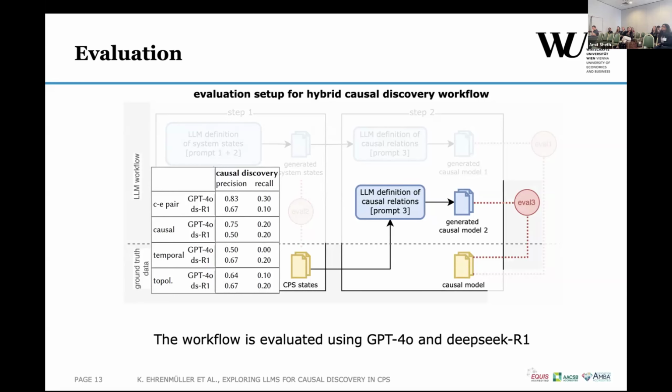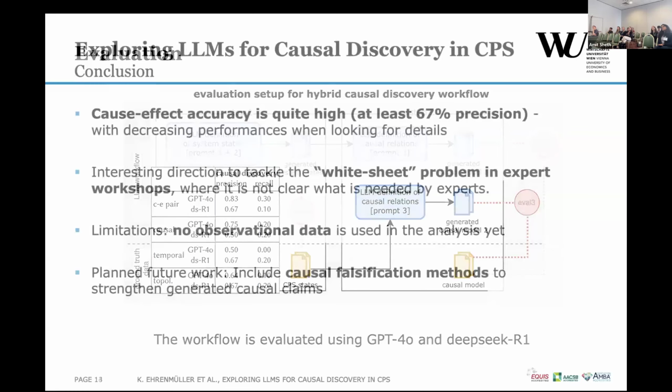Yeah, and then the last one is that we also just validated the last step. So we take the states from the ground truth and then just do step 2, basically. And here you can see that the recall is a lot better than before, as well as the precision being a bit better. But also here we can see that there's a bit of a decrease going into details.